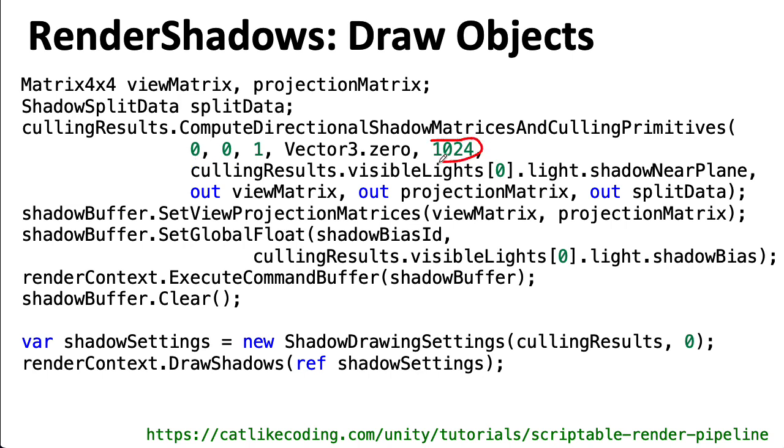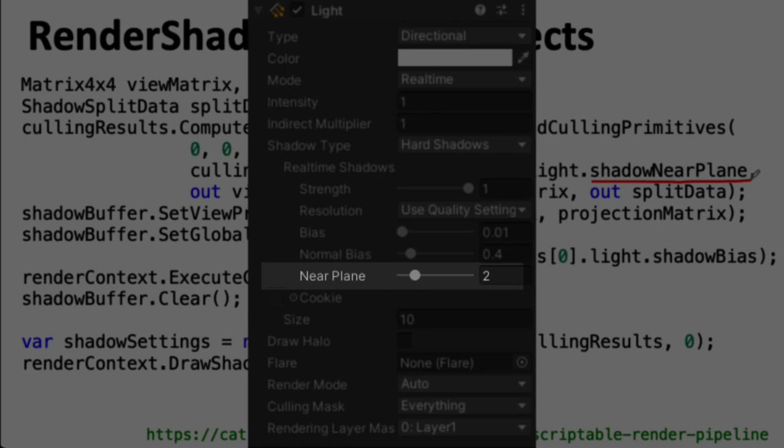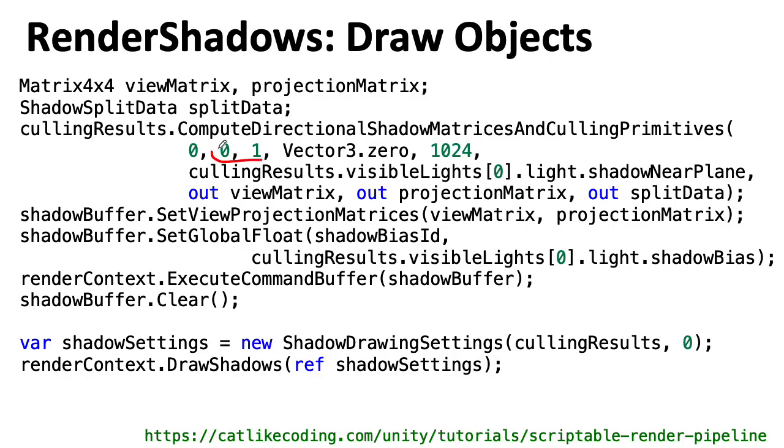The 1024 is the size of the shadow map, and that matches the 1024 we used earlier. This is probably bad coding style to hard code this, but I wanted to keep the code compact. Now we could put whatever number here we want for the near plane, but we might as well get the near plane that is set in the inspector for that particular light. And finally, the values you see here are associated with shadow cascades, and these are kind of the default values you use if you're not actually using shadow cascades.